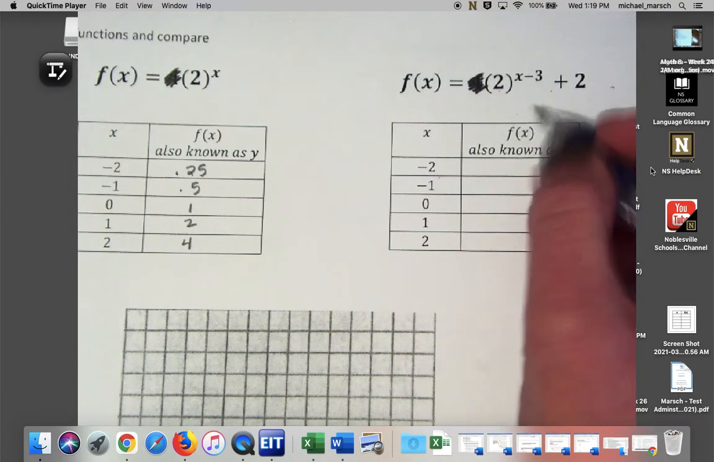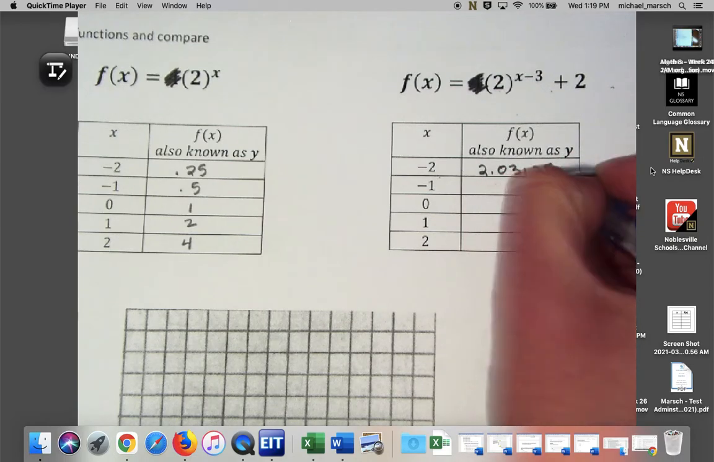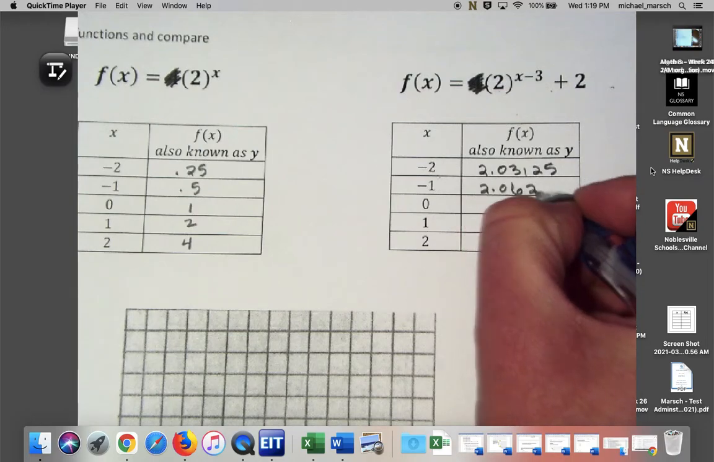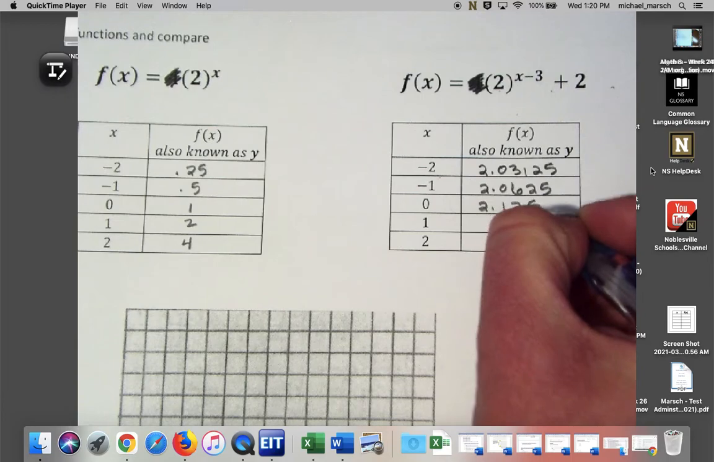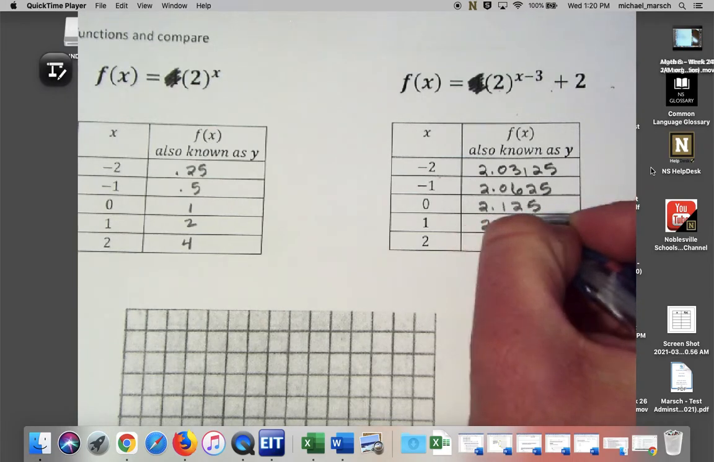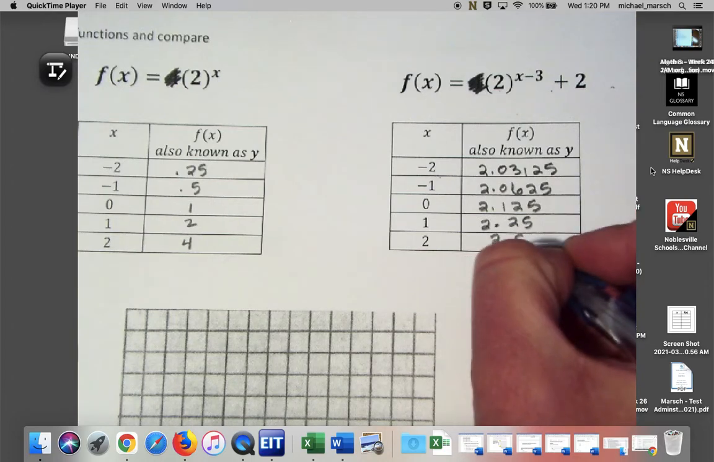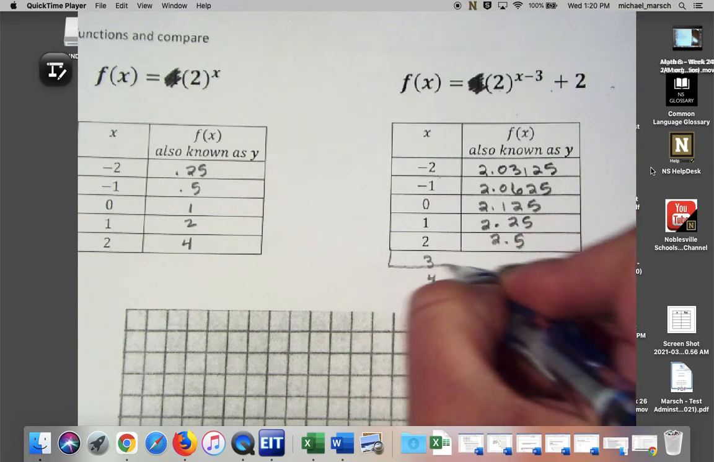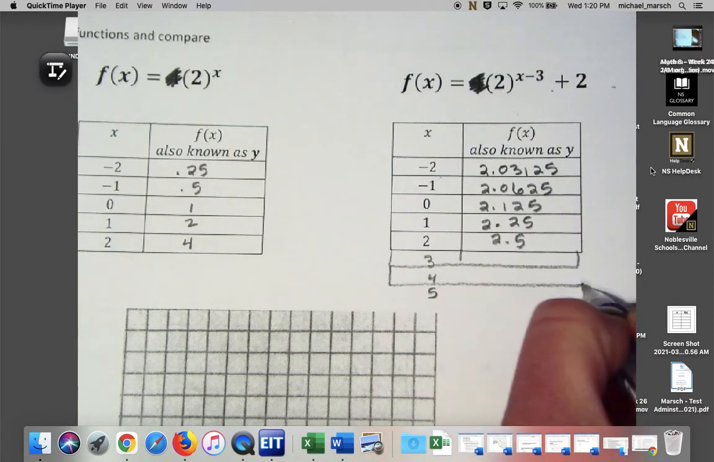I'm just going to give you guys the numbers. They're very bizarre. 2.03125, 2.0625, 2.125, 2.25, 2.5. And then we're going to add on a few more rows here, and it'll make sense once we get into the mathing of it.